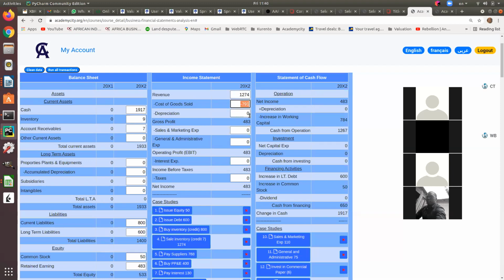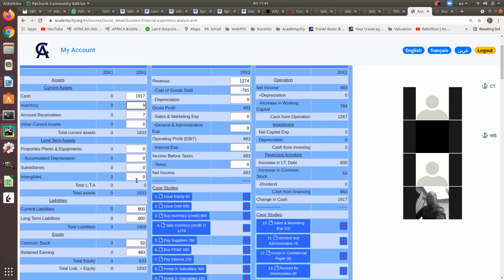So bottom line, I sold shoes for 1274. It cost me 791. Profit, 483. By the way, if you look at the balance sheets now, it will not balance. Why will it not balance? I reduced the inventory by 791.